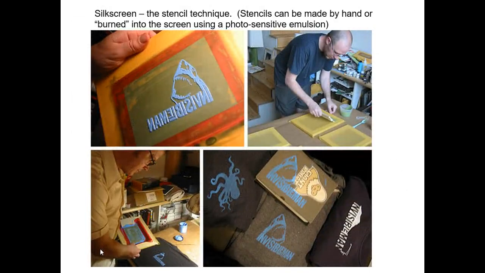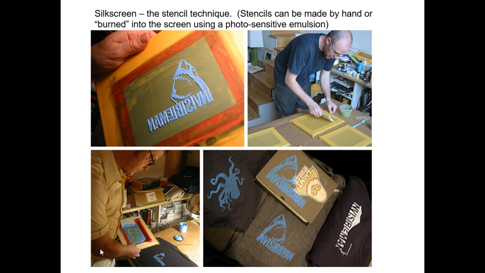We also looked at a stencil printmaking technique, screen printing. You can cut the stencil by hand. That's the traditional way of doing things. But of course, nowadays we use the emulsion technique. We coat the screen with a photosensitive emulsion. We apply the artwork as what we call a positive. It's a transparent sheet of plastic with the image in jet black where we want the ink to be.